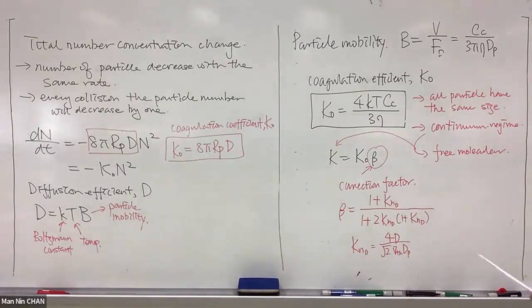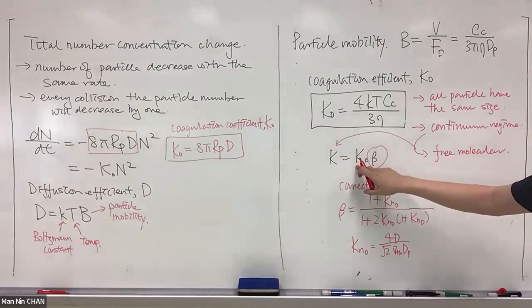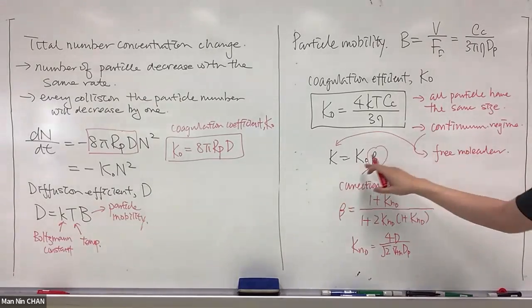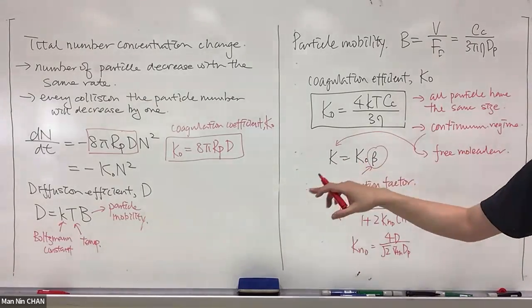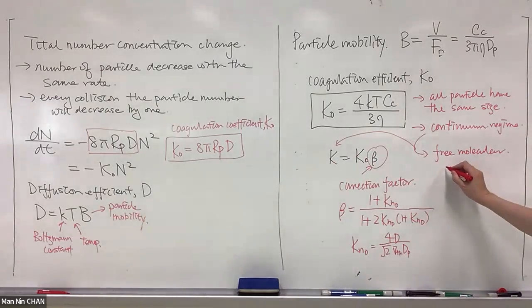Does it make sense? Okay, but the general idea is if you want to look at the correction term, say the K value in the continuum regime and also the free molecular regime, how they will change, or how this beta will change with the size.